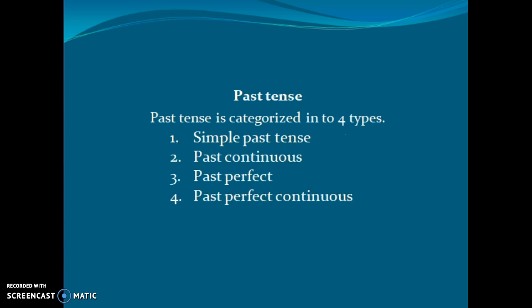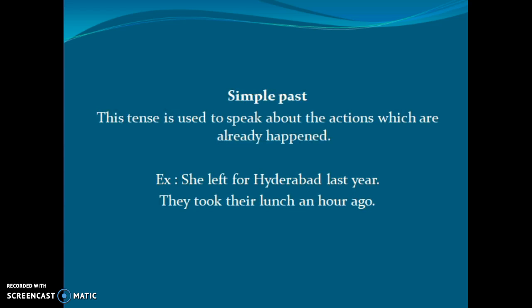Next, let us move to another tense, that is past tense. So past tense, like present tense, is categorized into four categories. That is simple past tense, past continuous, past perfect, and past perfect continuous tense. Let us discuss simple past at first.